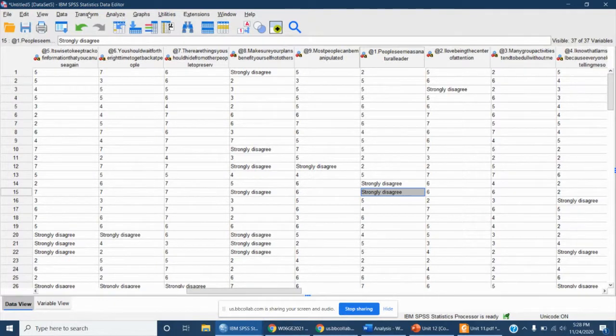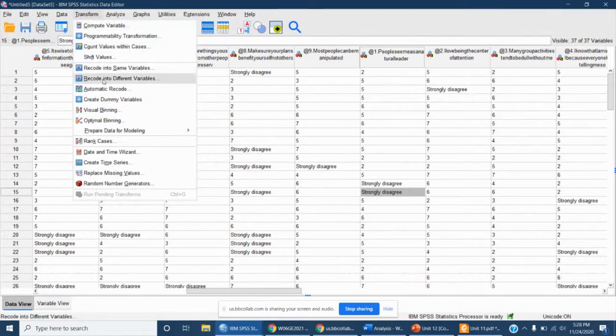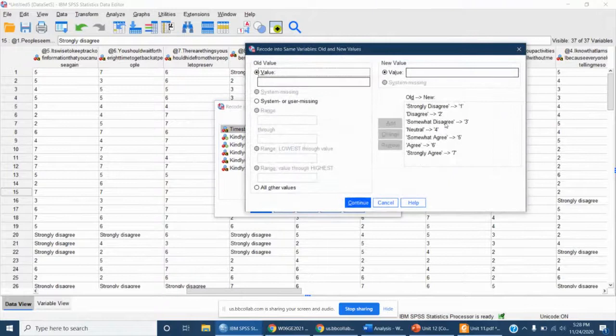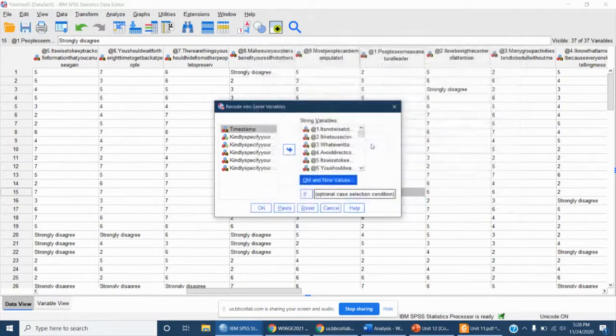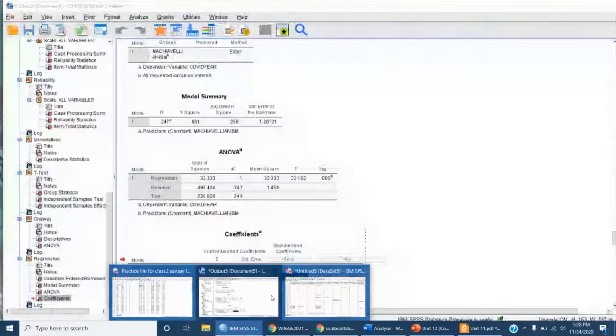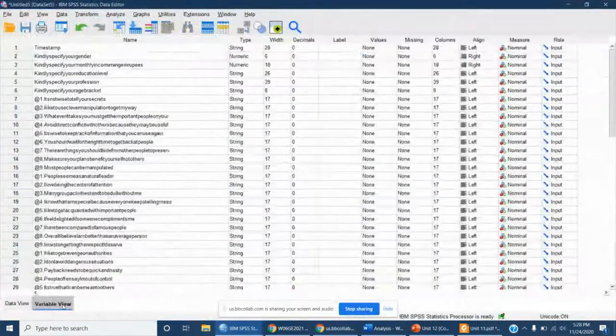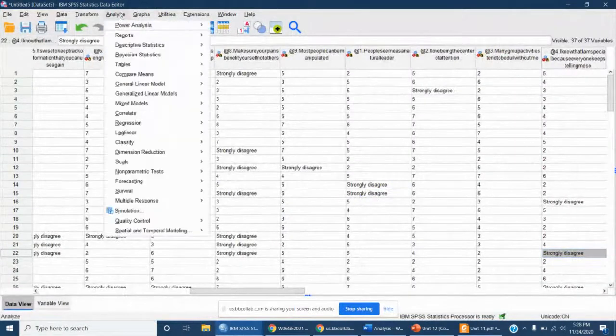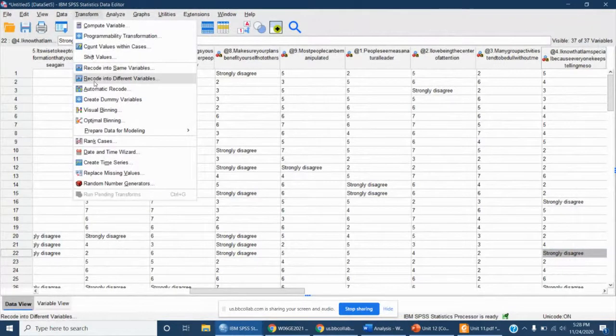So I will again go to the transform, again recode into the same variable. Again, I will do this exercise. I will change it. Continue. Okay, and now I hope the data is changed. No, it is not changed. There is a problem here. Okay, let me fix the issue.